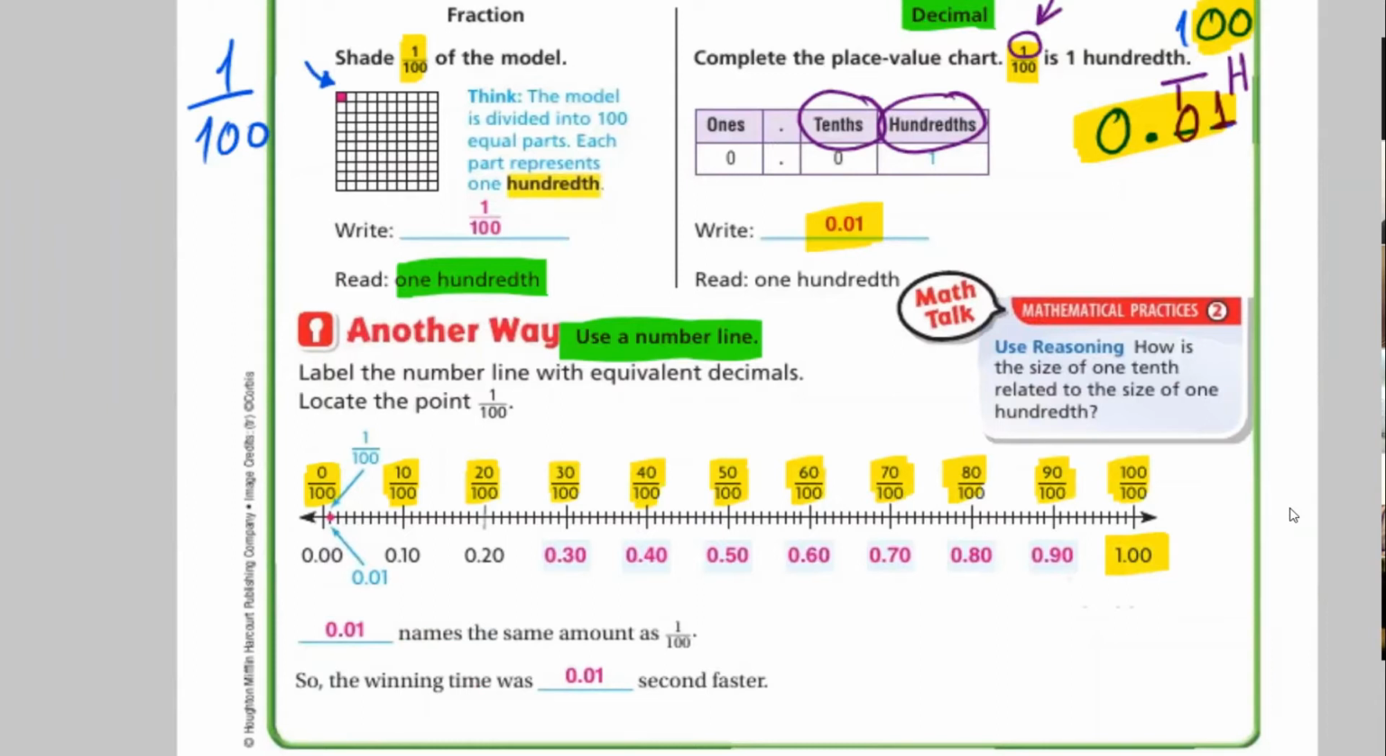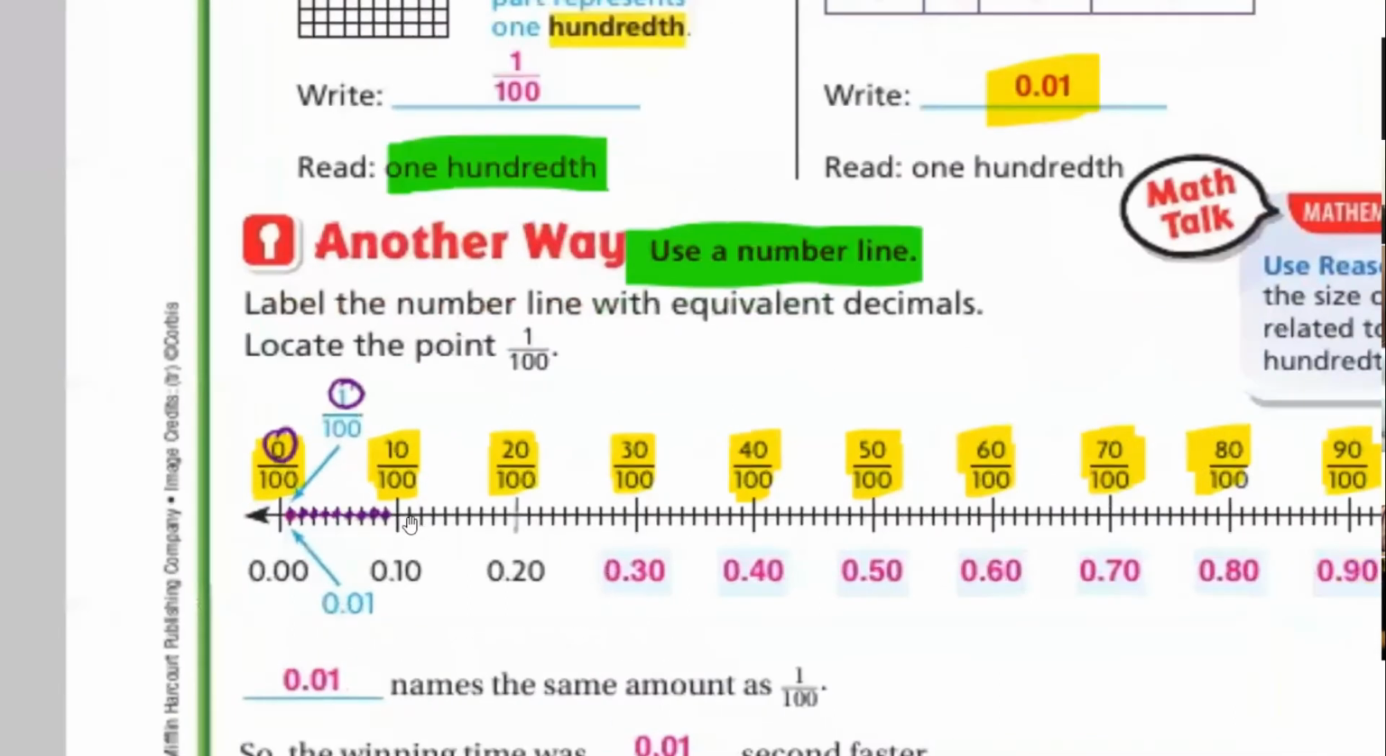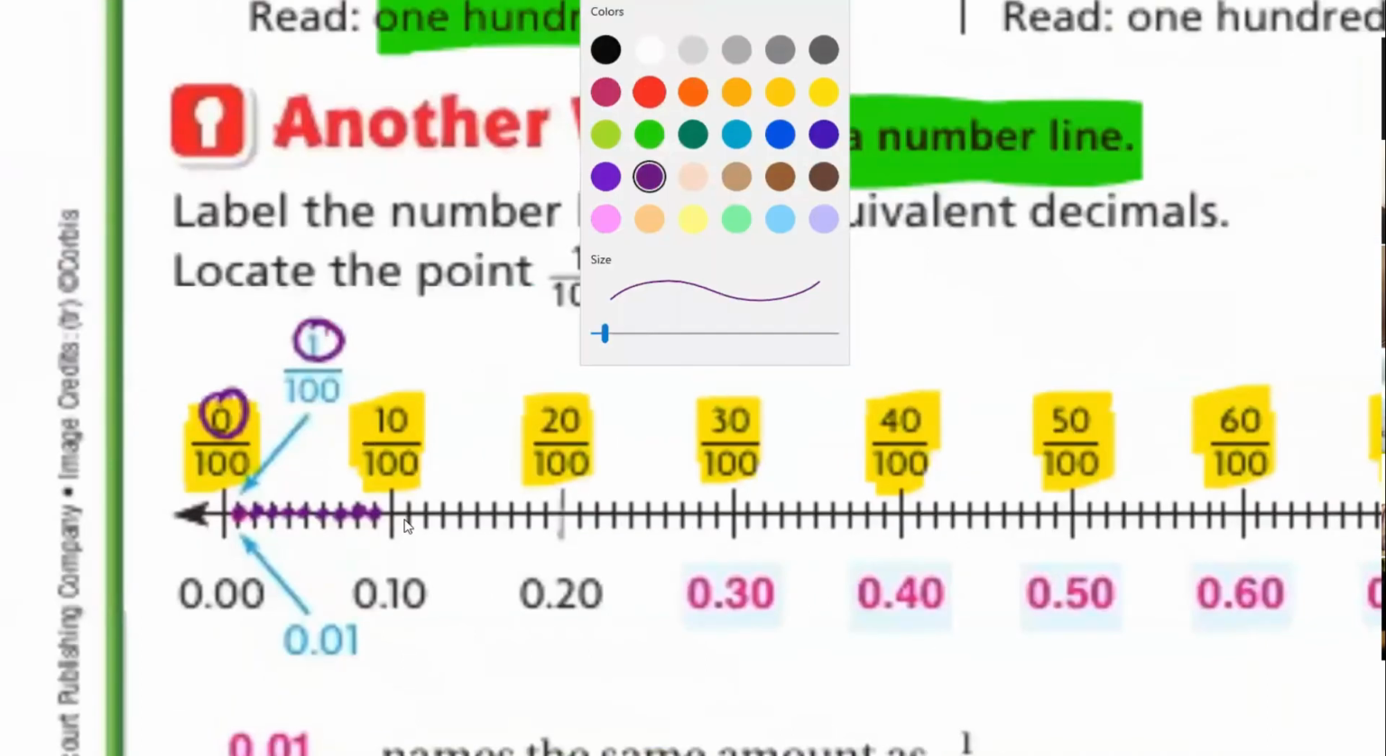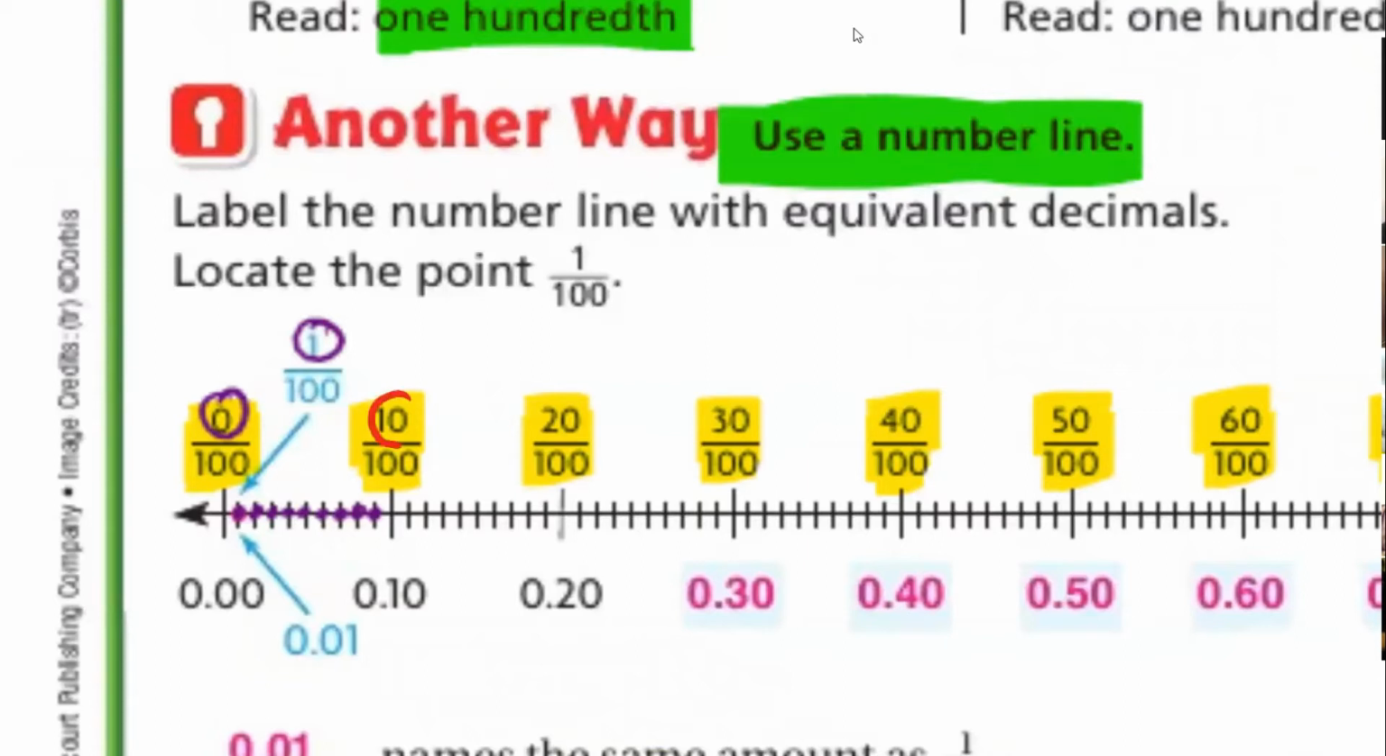Now, what about the small dashes between them? The small dashes represent the ones place. So after 0, it will be 1, and then 2, 3, 4, 5, 6, 7, 8, 9. Let me zoom in. As you see here again, after 10 it will be 11, 12, 13, 14, 15, 16, 17, 18, 19, and 20.